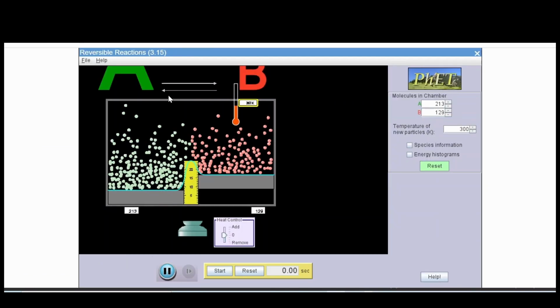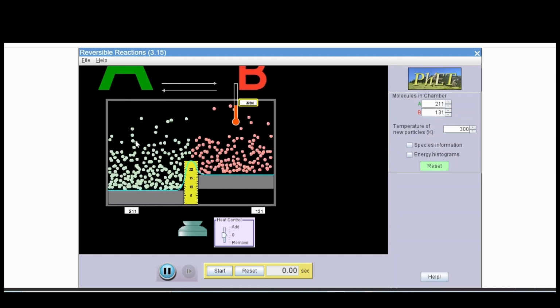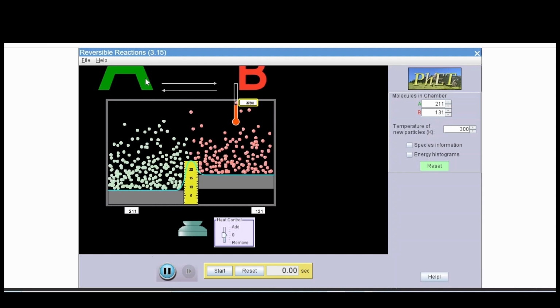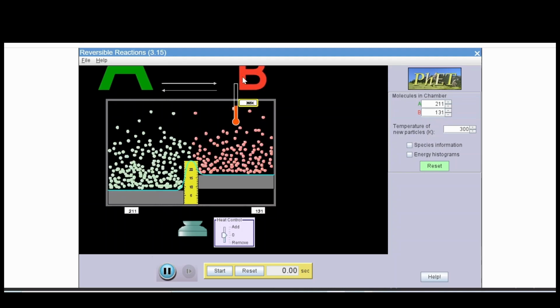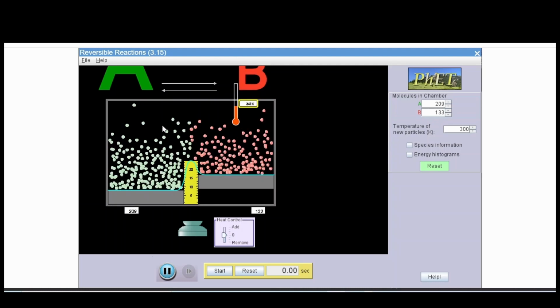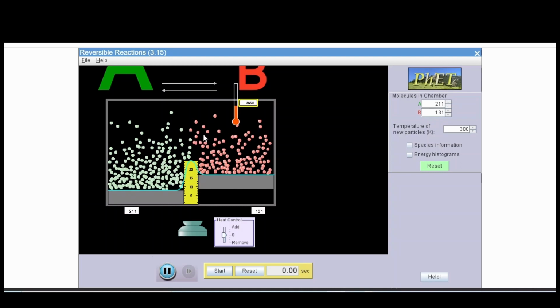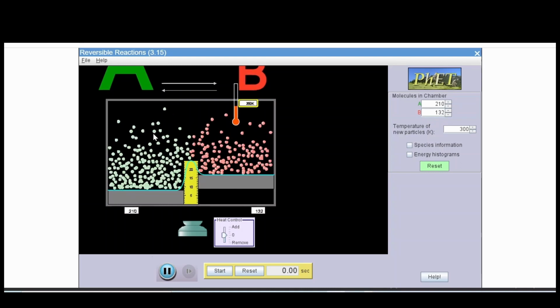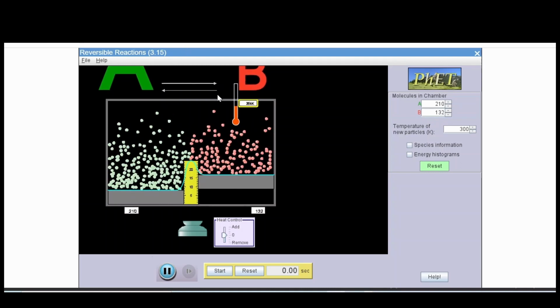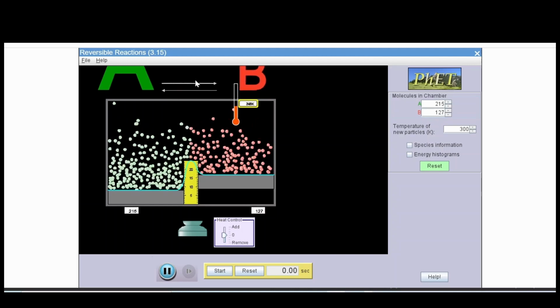So the rate of the forward reaction simply refers to the rate at which these A molecules form these B molecules. And the rate of the reverse reaction refers to the rate at which these B molecules form back the A molecules. So again, chemical equilibrium in this reaction will be reached when the rate at which these two reactions, the forward and the reverse reactions, are the same.